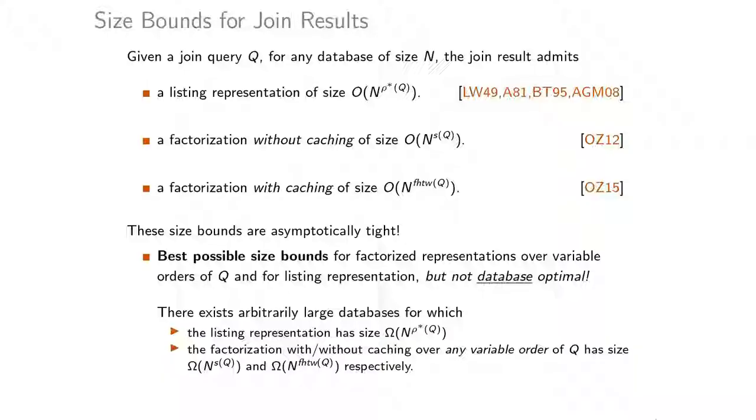Good. And these sizes are, in fact, tight. That is, there exist arbitrarily large databases for which the listing representation has a size which is omega of n to rho star, which we have seen before, because of the tight size bound. But also for factorization it is the same idea, that you can get the same nice tight size bounds. Okay? Good. So are there queries?